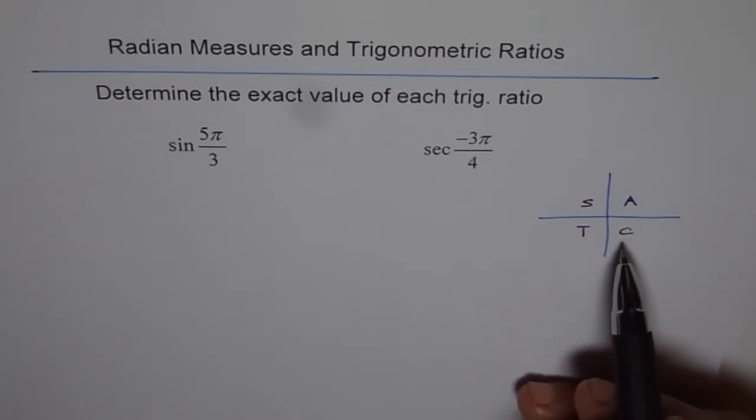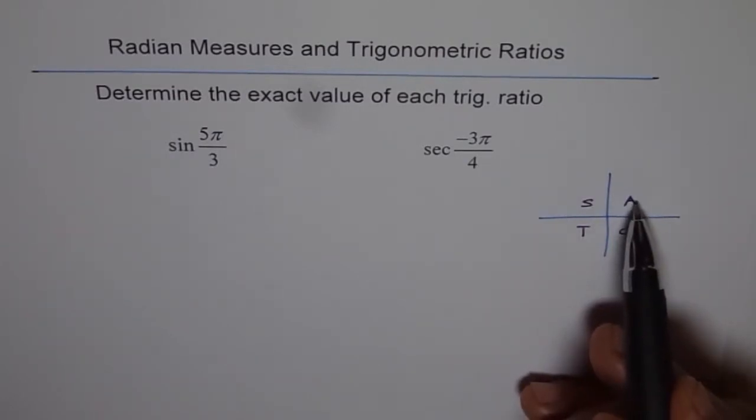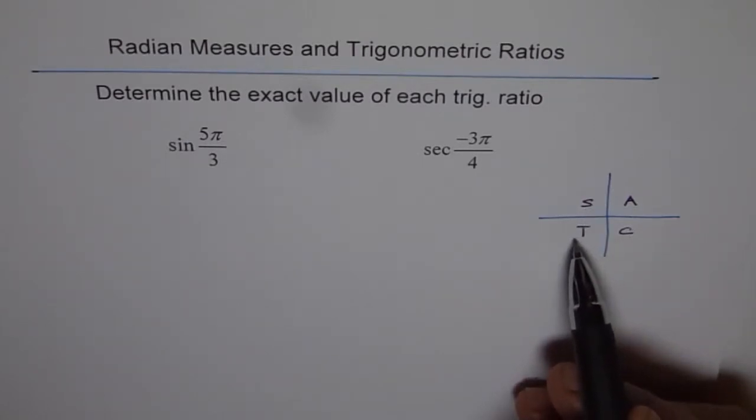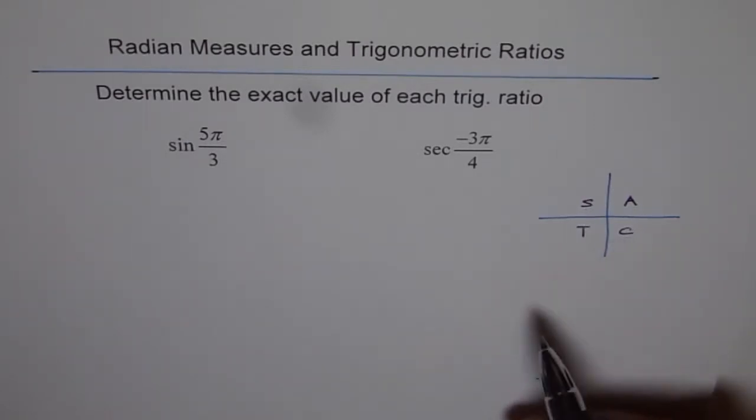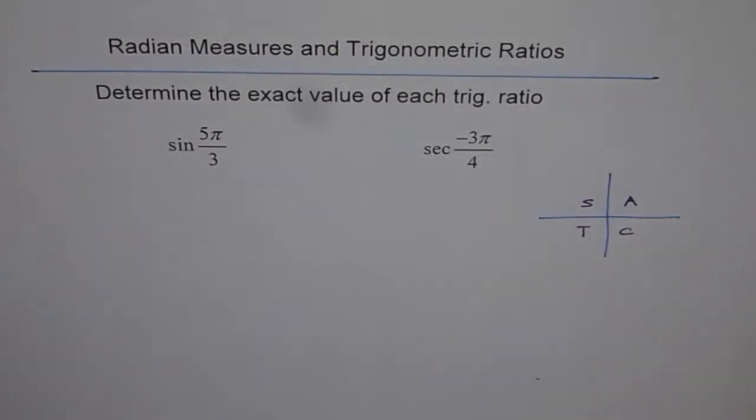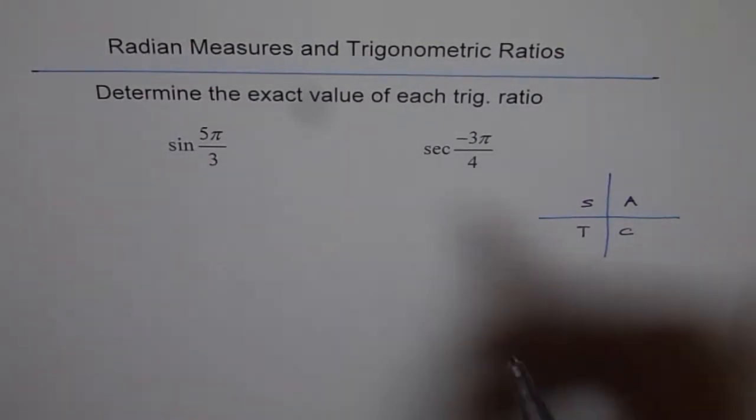So if the angle is in quadrant 1, all are positive. Quadrant 2, only sine is positive. In 3, tan is positive. And in 4, cos is positive. Now, sine 5 pi by 3. Where should this fall? Now let's look into it.